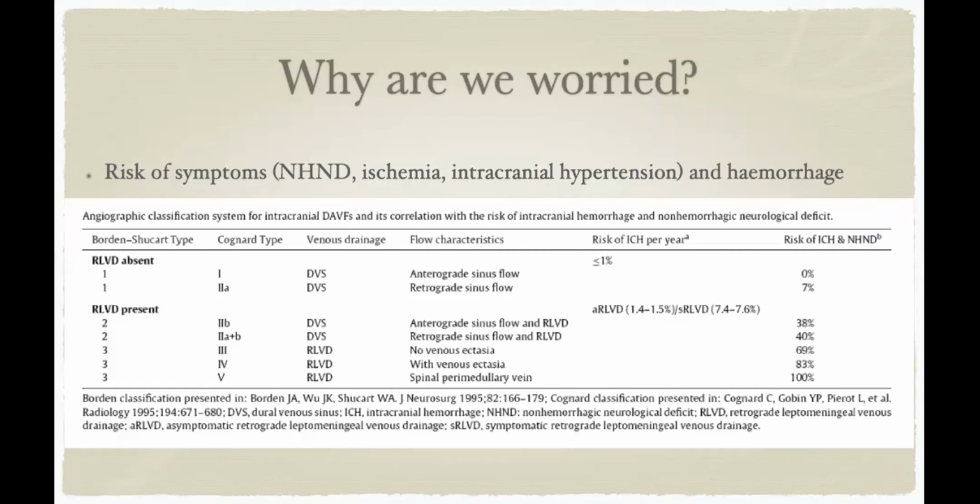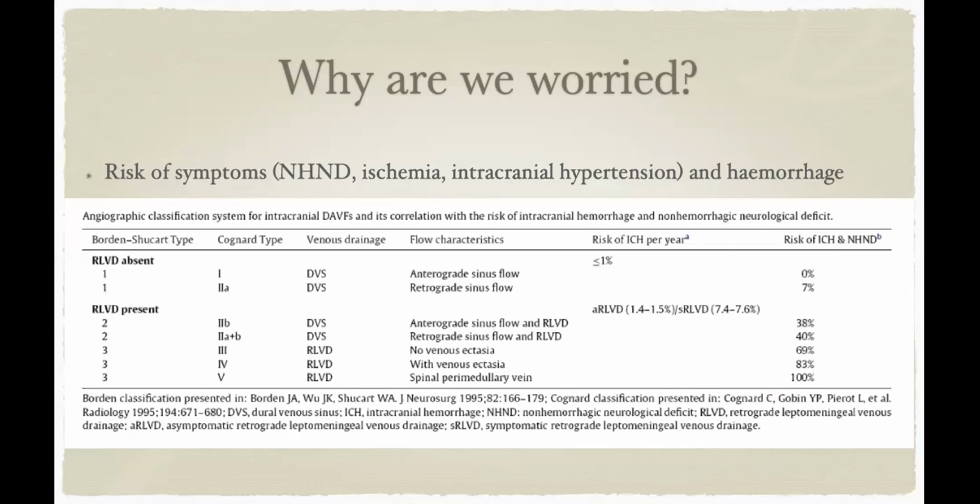As Dr. Kittens had told about benign and aggressive, well, aggressive in the form because these AV fistulas have been shown to cause non-hemorrhagic neurological deficits, leading to ischemia or intracranial hypertension, and can even lead to hemorrhages. Dural AV fistulas comprise only 10 to 15% of the AV malformations, but the complications it can cause are almost 10 to 15 times more than the AVM.